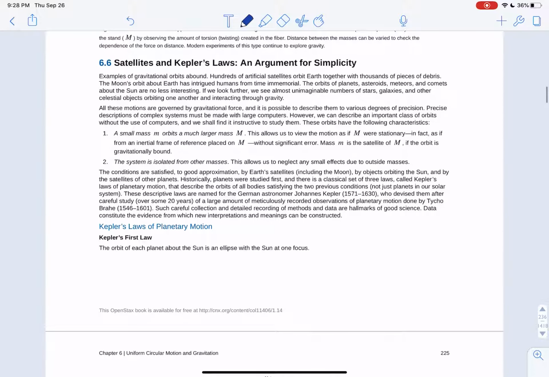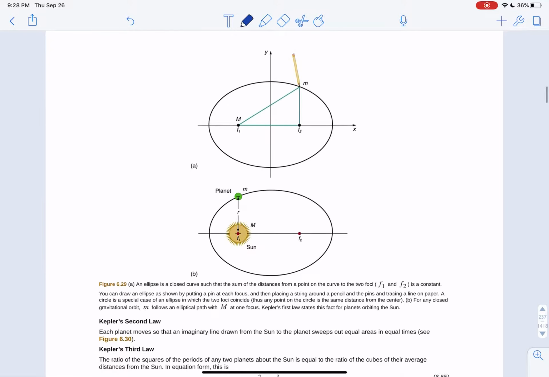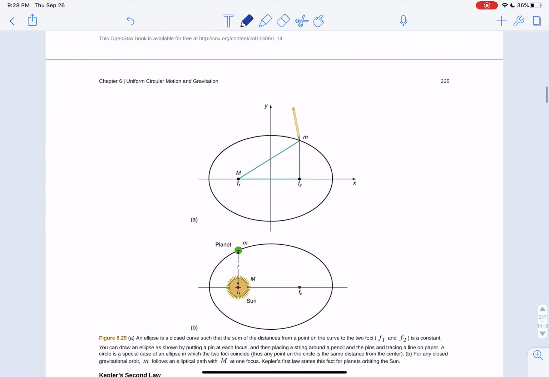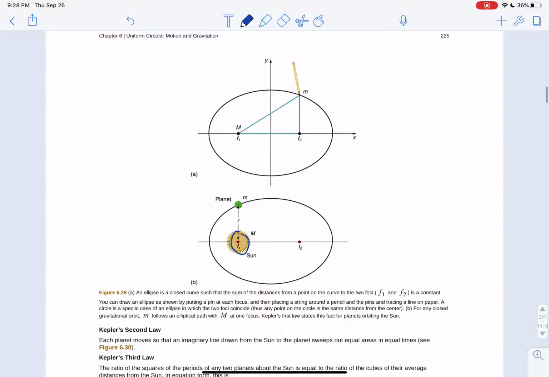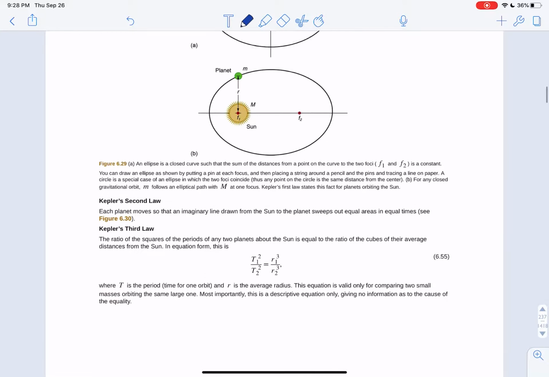So Kepler's laws, you got three laws. The first law is that planets orbit in ellipses. So the sun is here, and the Earth goes around the sun on an elliptical curve, not a circular curve.